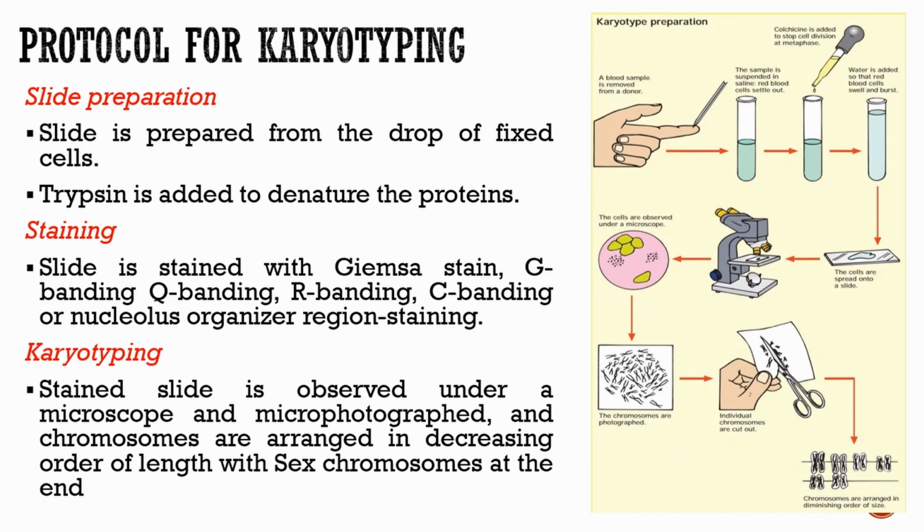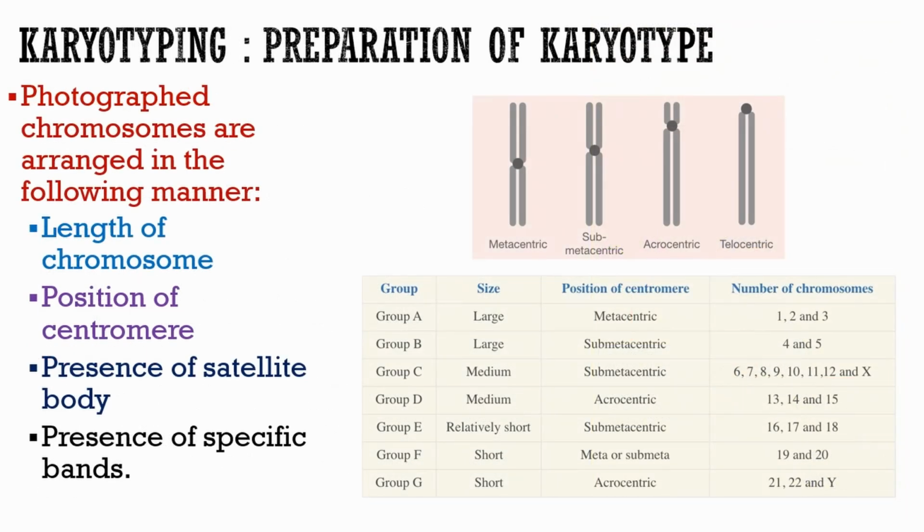After this staining, the slide is observed under the microscope and it is microphotographed. The chromosomes are arranged in decreasing order of length with the sex chromosomes at the end. Photographed chromosomes are arranged according to the length of the chromosome, position of the centromeres, presence of the satellite body, and presence of the specific bands.